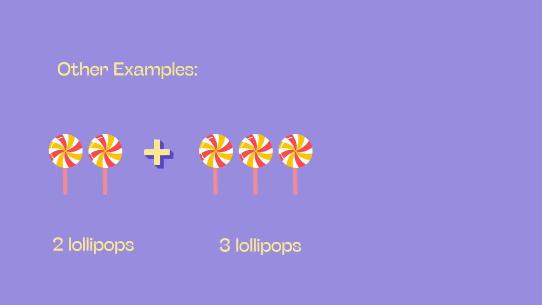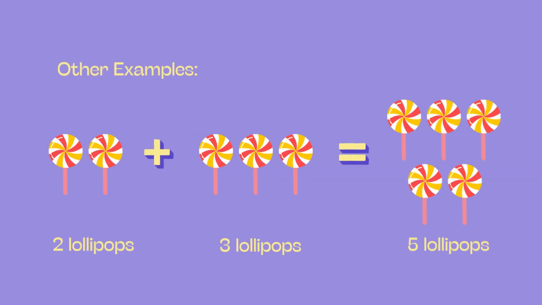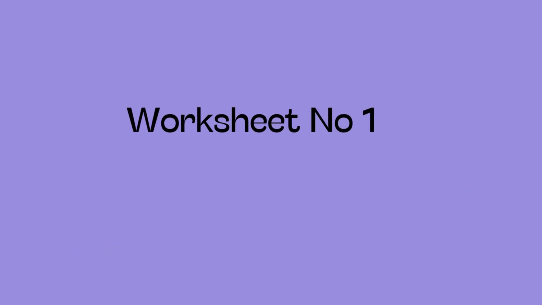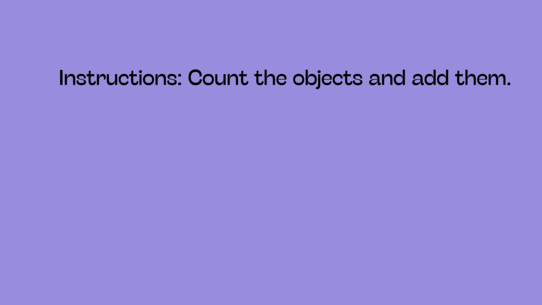If you have 2 lollipops and you will get 3 more lollipops, then how many lollipops do you have in total? Excellent. 2 lollipops plus 3 lollipops equal 5 lollipops. Keep it up. Now it's time to do some worksheets.